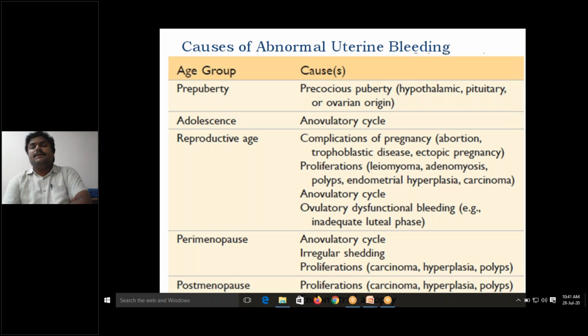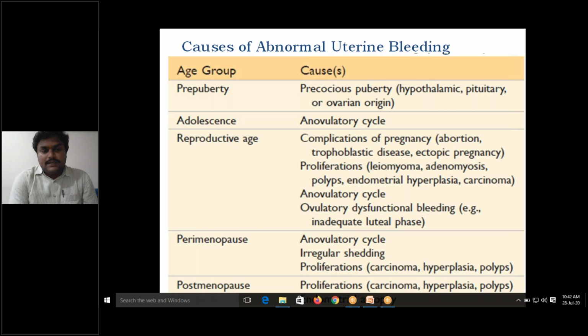So the ovulation has happened, but there is an inadequate luteal phase. The corpus luteum which was there after ovulation is not secreting the required amount of progesterone. Because of that, there will be an inadequate secretory phase. That is called ovulatory dysfunctional bleeding. Whenever there is a decreased amount of progesterone, obviously there will be intermittent uterine bleeding, leading to metrorrhagia. So you should think of inadequate luteal phase in those women.